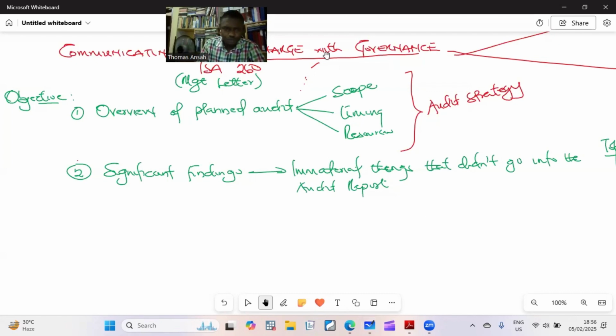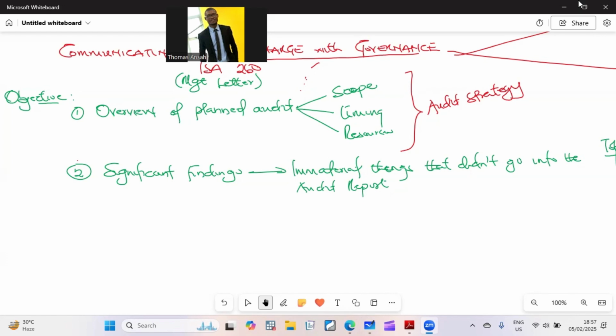All right, thank you. So basically, that is the part of the management letter. We use it to communicate immaterial but relevant things. Because if the person is stealing money, you can't let it go like that. All right, you can't let it go like that. So that is the objective of the ISA.